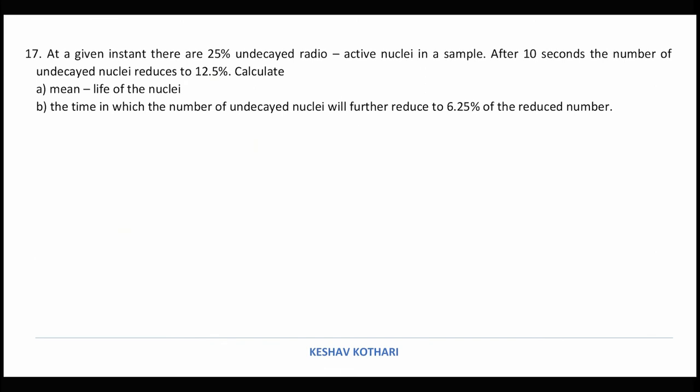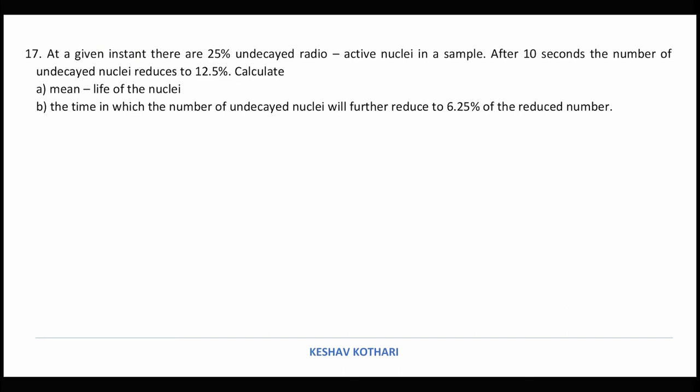Question number 17. At a given instant, there are 25% undecayed radioactive nuclei in a sample. After 10 seconds, the number of undecayed nuclei reduces to 12.5%. Then calculate the mean life of the nucleus, and B part, the time in which the number of undecayed nuclei will further be reduced to 6.25% of the reduced number.